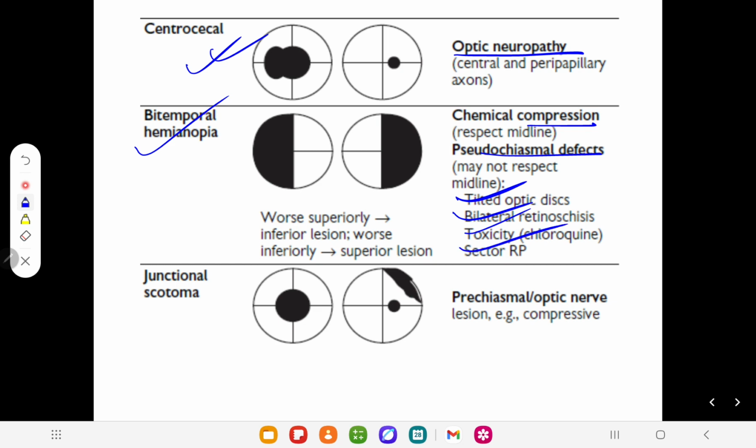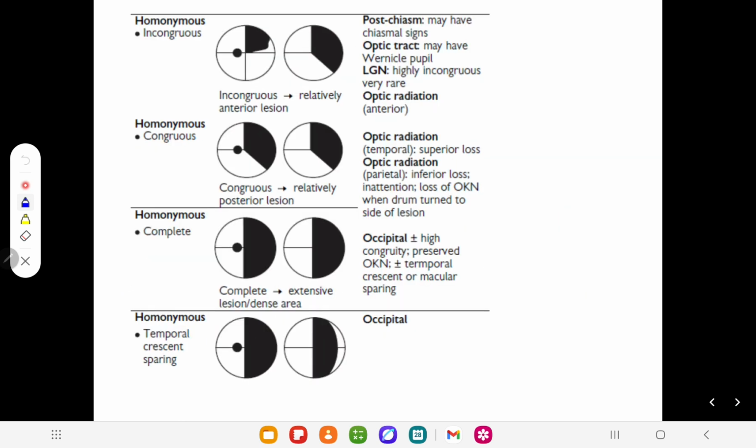Sectoral RP, I don't know if that's very common or not, but say junctional scotoma. You see this junctional scotoma? Okay, junctional scotoma is a prechiasmal or optic nerve lesion in compression. As you know, if you remember your visual pathway, you'll come to know where the junctional scotoma is, isn't it? So homonymous means on the same side. Heteronymous means on a different side.